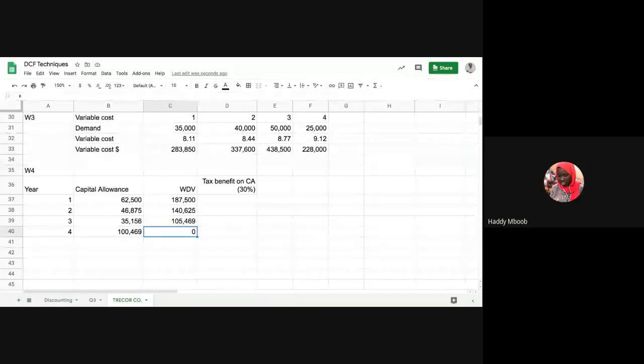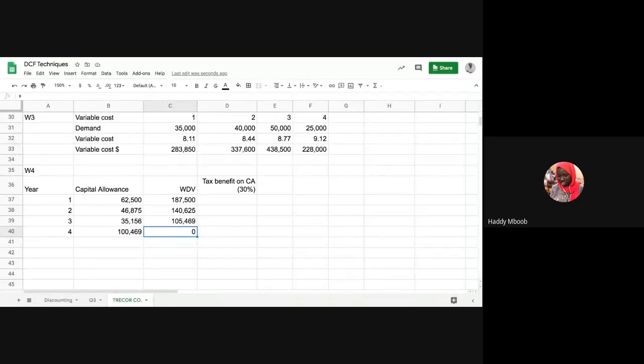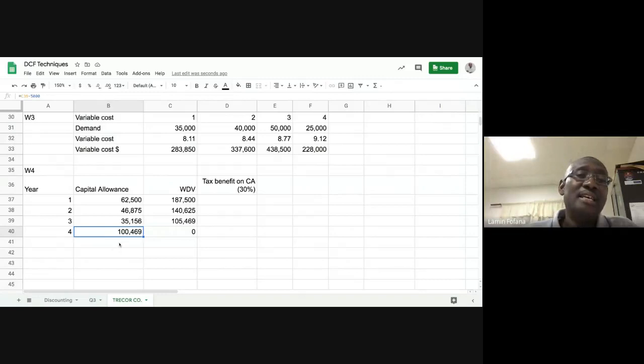So now. No, Mr. Fofa. Sorry. Yes. So. It's not clear. How do you get the 100,469? Yes. How we got it, we've been told that this asset has a lifespan of 4 years. In year 4, the asset will be disposed of.